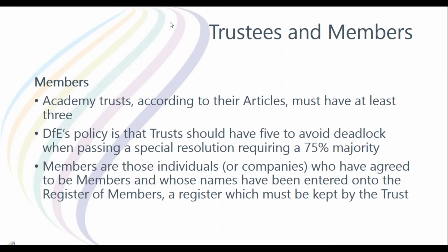So in theory, academies must have at least 3 members, but the DfE policy has required academies to have 5, and that's to avoid any deadlock with special resolutions, and you can see the logic behind that. Members are simply those that have agreed to be members and whose names will appear on the register of members. Members are those individuals that have agreed to establish the trust. Subsequent members are appointed by members as and when required.